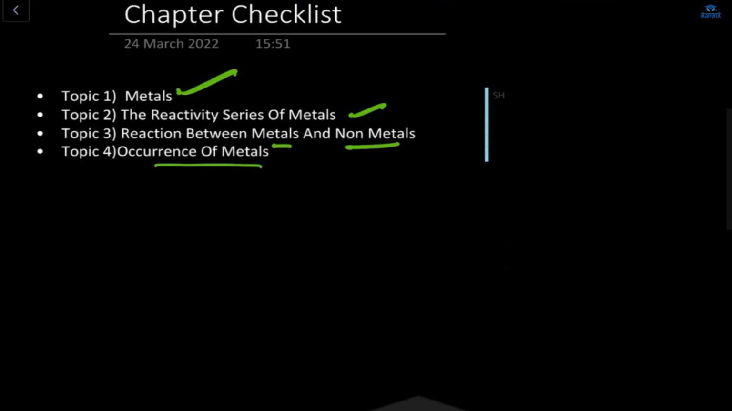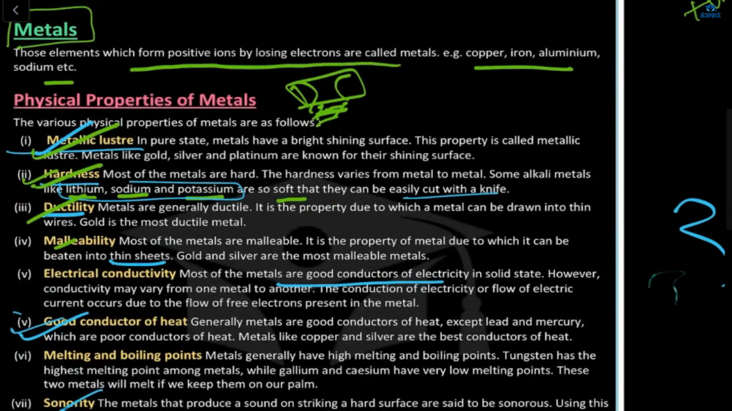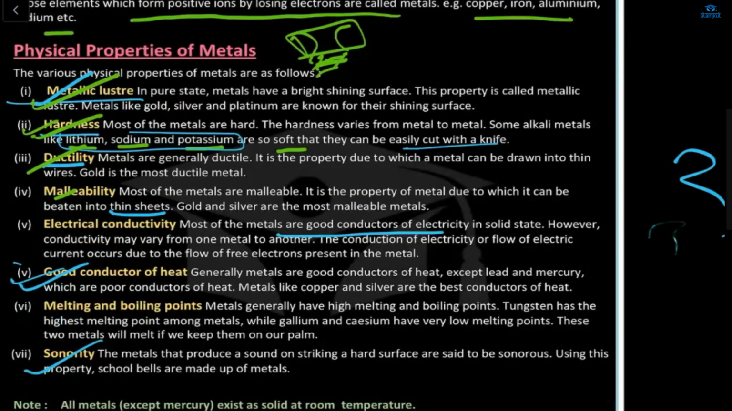Okay. So, the difference and reaction between metals and non-metals we discussed, and the occurrence of metals we discussed. Quickly, we will revise it. In metals, we discussed all of the physical properties: metallic luster, which means shiny; hardness; ductility, which means it can be easily drawn into wires, for example, rings and jewelry; malleability, which means it can be beaten into thin sheets, for example, kaju katli; electrical conductivity. Metals are very good conductors of heat and electricity. Melting and boiling points are also very high for metals.